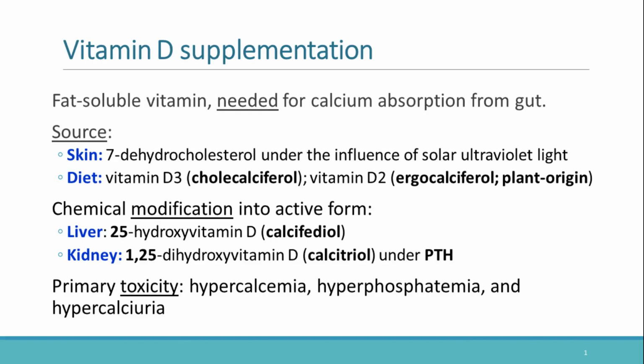Renal synthesis of active vitamin D metabolites is stimulated by PTH. The primary toxicity caused by chronic overdose with vitamin D or its active metabolites is hypercalcemia, hyperphosphatemia, and hypercalciuria.